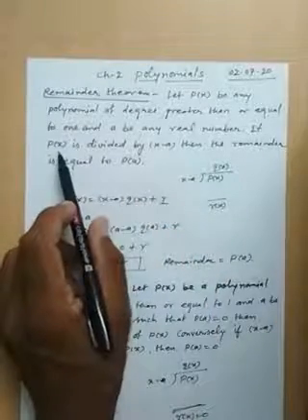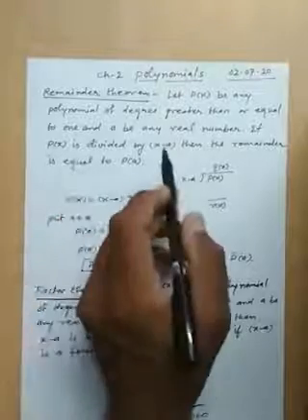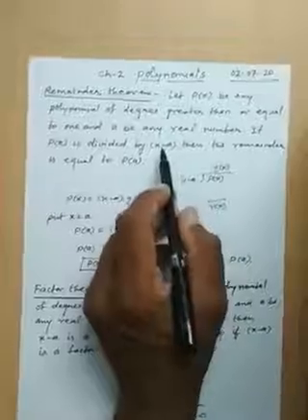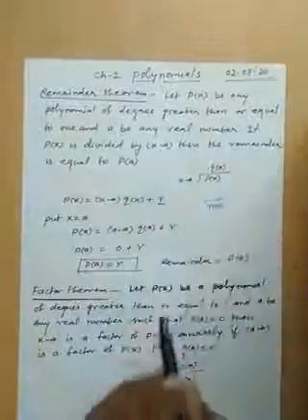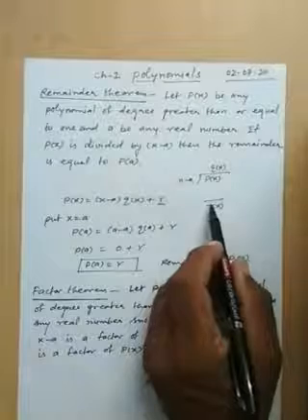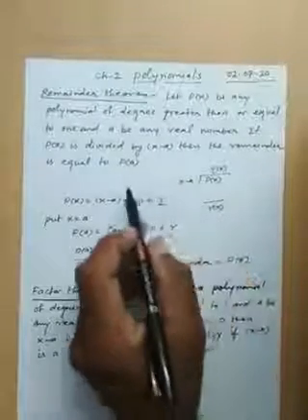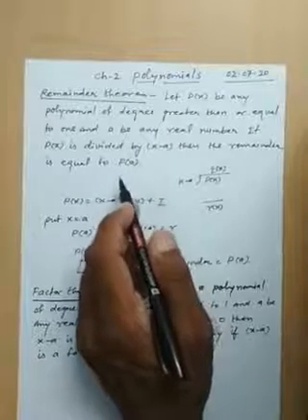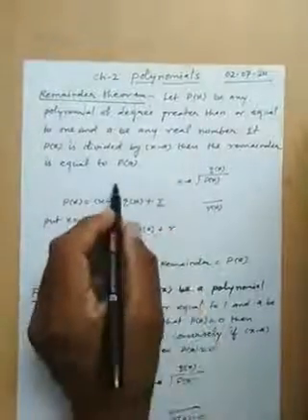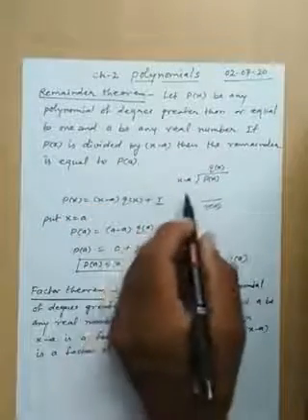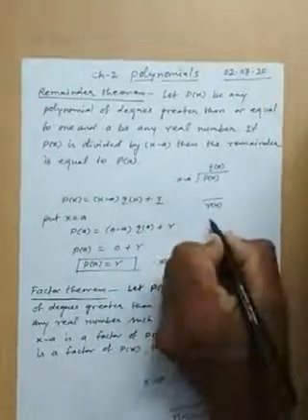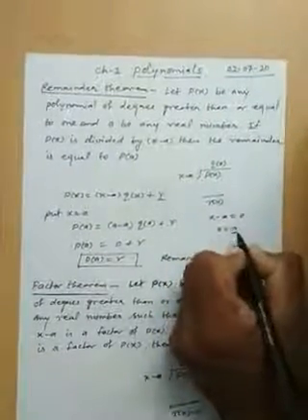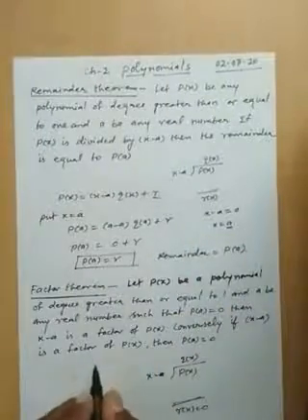Here p(x) is the dividend and it is divided by the linear polynomial x minus a, which is the divisor. Then the remainder is equal to p(a). This is the long division method, but directly we can find the remainder with the help of the remainder theorem. For finding the remainder, first of all find the zero. Here x minus a equal to 0, then x equal to a. So here a is the zero of this polynomial.